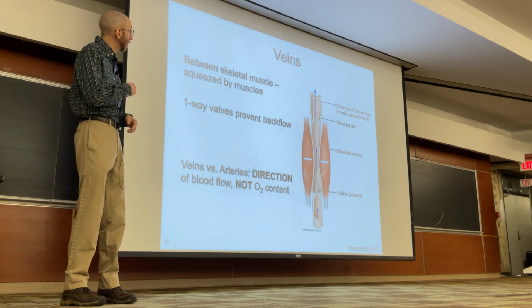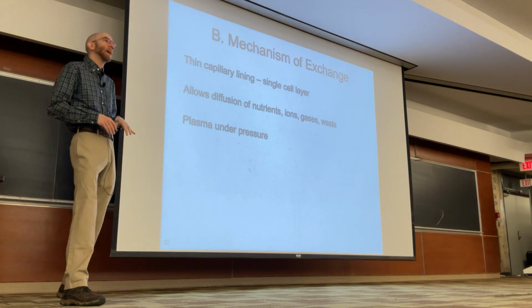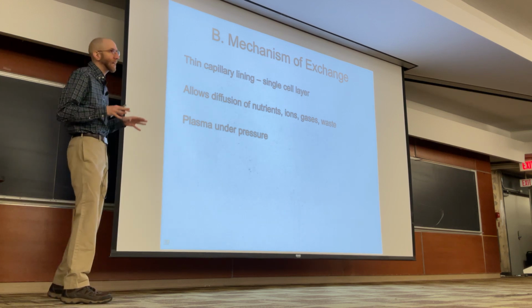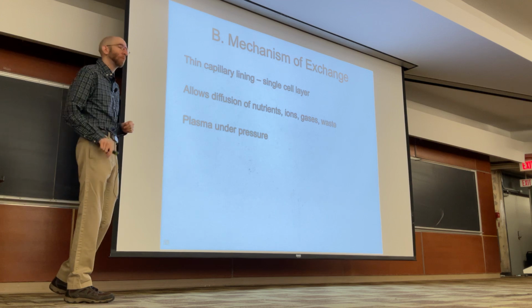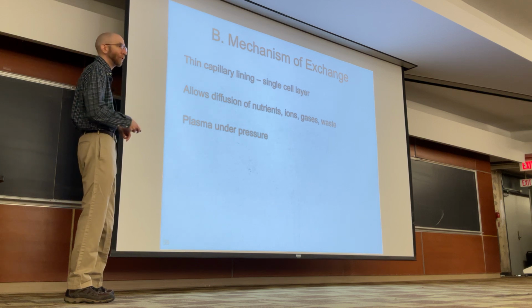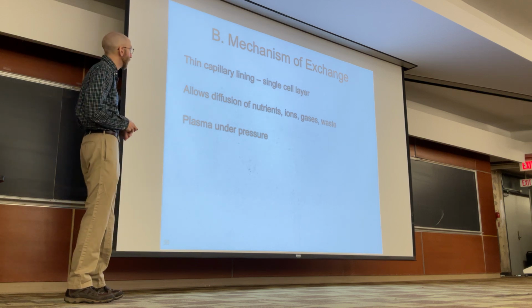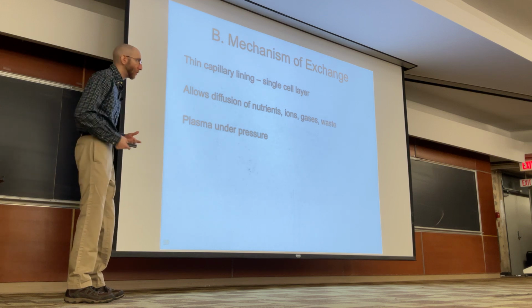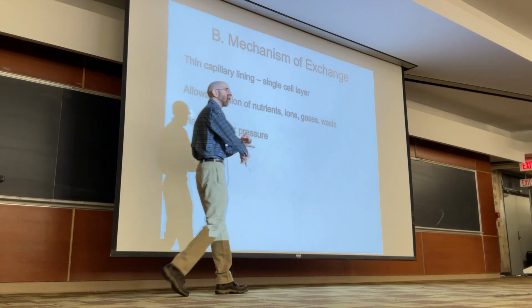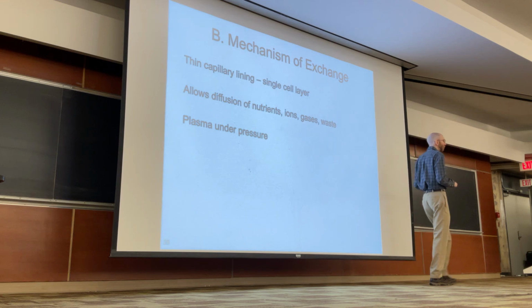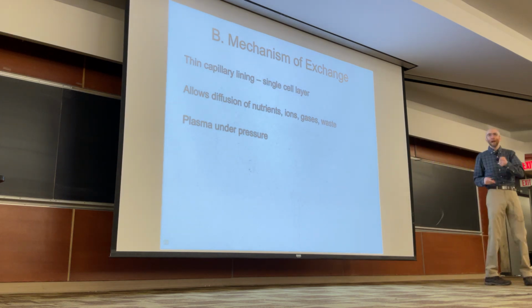Okay. So now let's talk about the actual mechanism of exchange in a capillary bed. This is really important and really interesting. It leads right into our next part, talking about the lymphatic system. Now, as we said, the capillary has a very thin lining. It's just a single cell layer plus some connective tissue. This allows for very efficient diffusion of all kinds of things: nutrients, ions, gases, waste products. You can move a whole bunch of things back and forth from the interstitial fluid to the blood and the other direction.